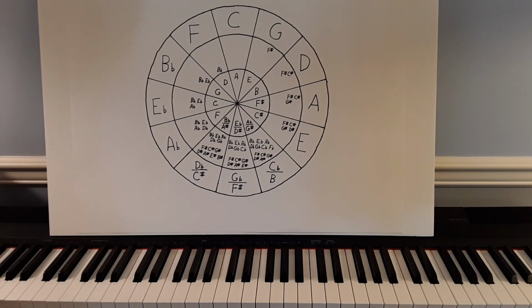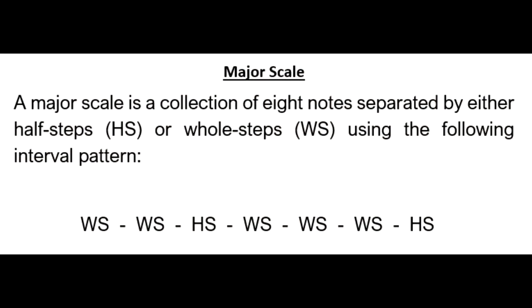Now, before we start to examine the circle diagram in more detail, I want to talk briefly about key signatures. The basis for a scale's key signature is the major scale pattern of intervals and also the minor scale pattern of intervals. The major scale pattern is as follows, and I'm showing this on the screen. The WS is abbreviated for whole step. The HS is abbreviation for half step. So the major scale pattern is as follows. Whole step, whole step, half step, whole step, whole step, whole step, half step.